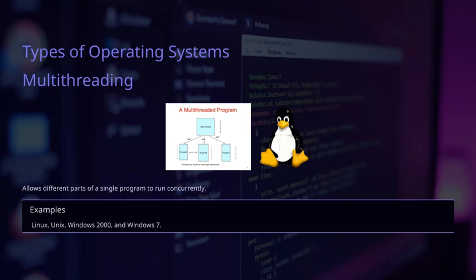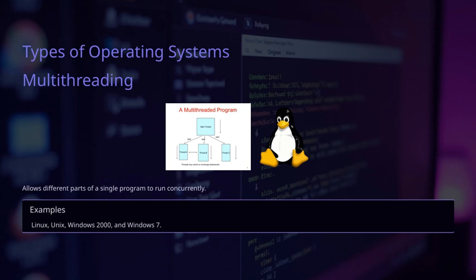Let's talk about multi-threading now, which is a key type of operating system. Multi-threading allows different parts of a single program to run at the same time or concurrently. This means that a program can perform multiple tasks simultaneously, improving efficiency and responsiveness. For example, in a web browser, one thread might handle user input while another loads a web page in the background. Some common operating systems that support multi-threading include Linux, Unix, Windows 2000, and Windows 7.